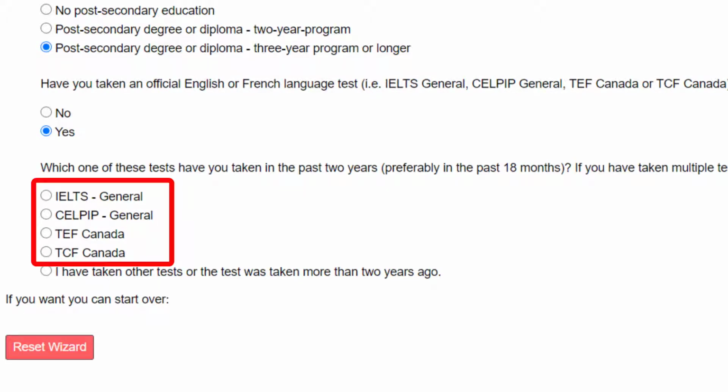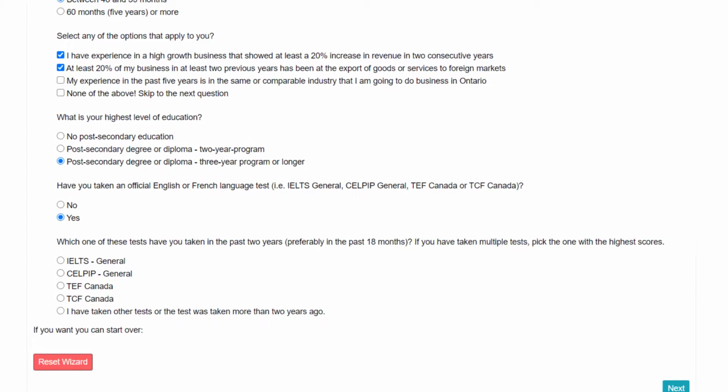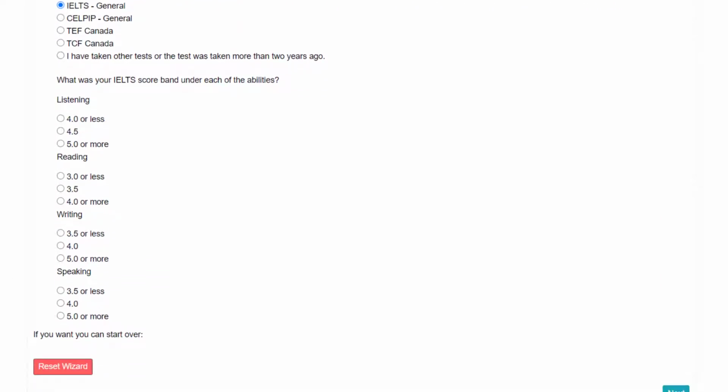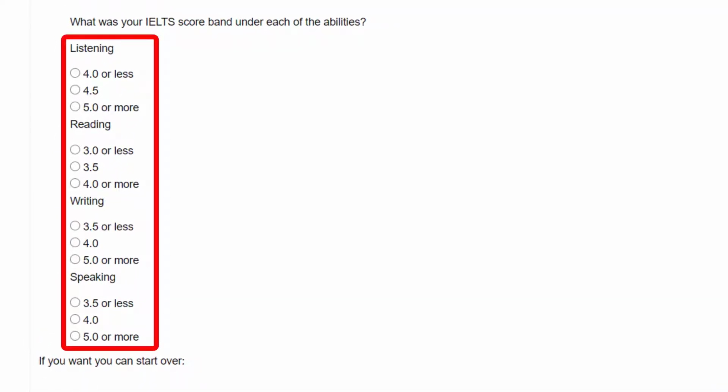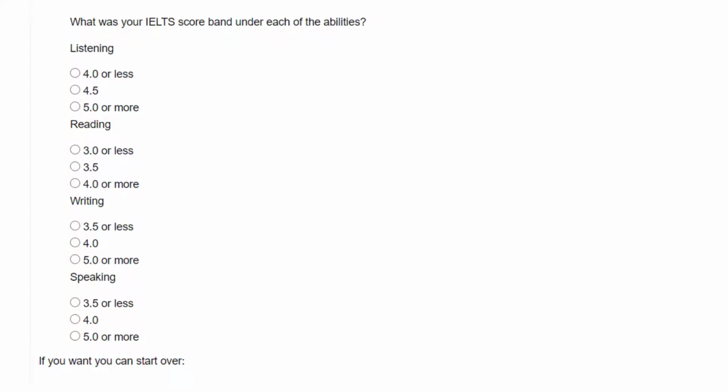Currently, the only official tests available are IELTS General, CELPIP General for English, and TEF Canada or TCF Canada for French. So let's say I pick IELTS, and as you can see now, it asks me about my scores. And obviously, you need to be truthful about the results that you have received from your actual IELTS test that you have taken in the last, at most, 2 years ago. So it needs to be a recent test that you have taken. So let's say I get the highest scores under all the abilities.